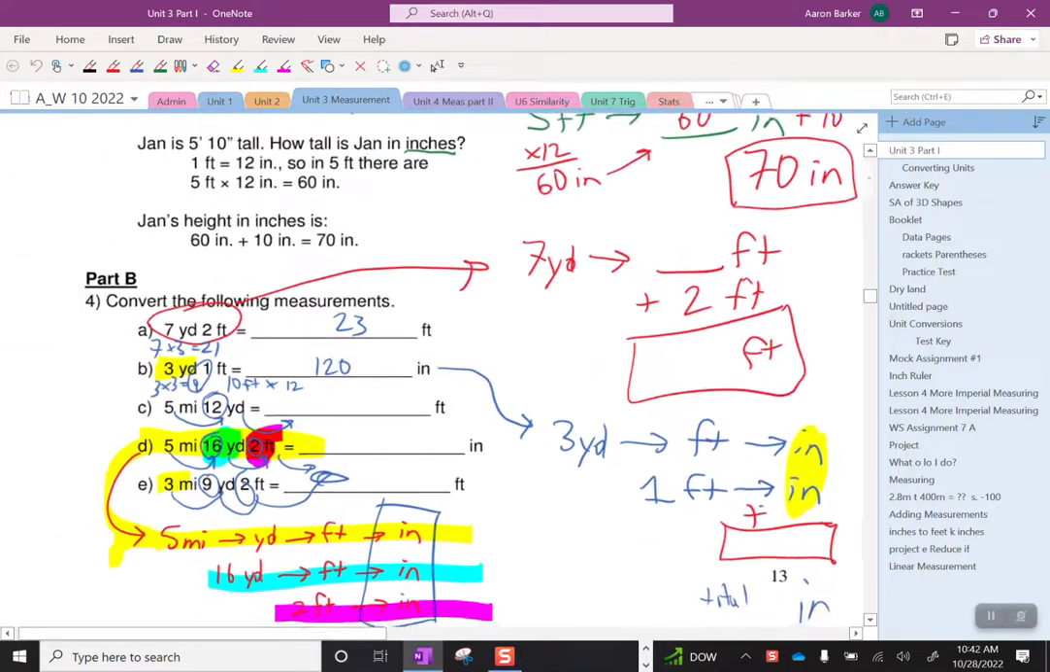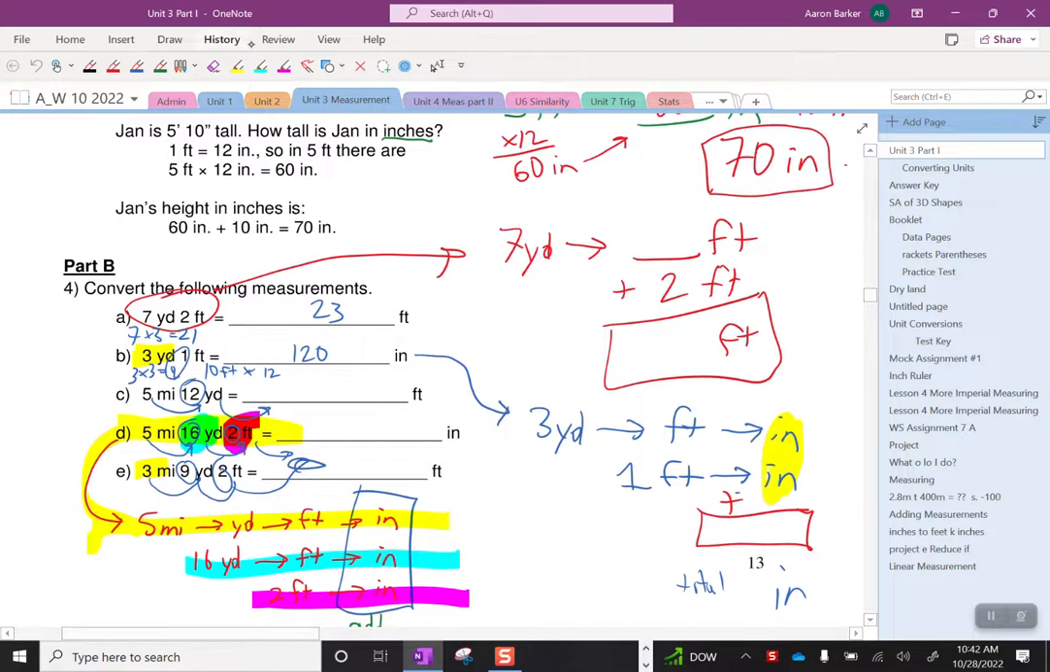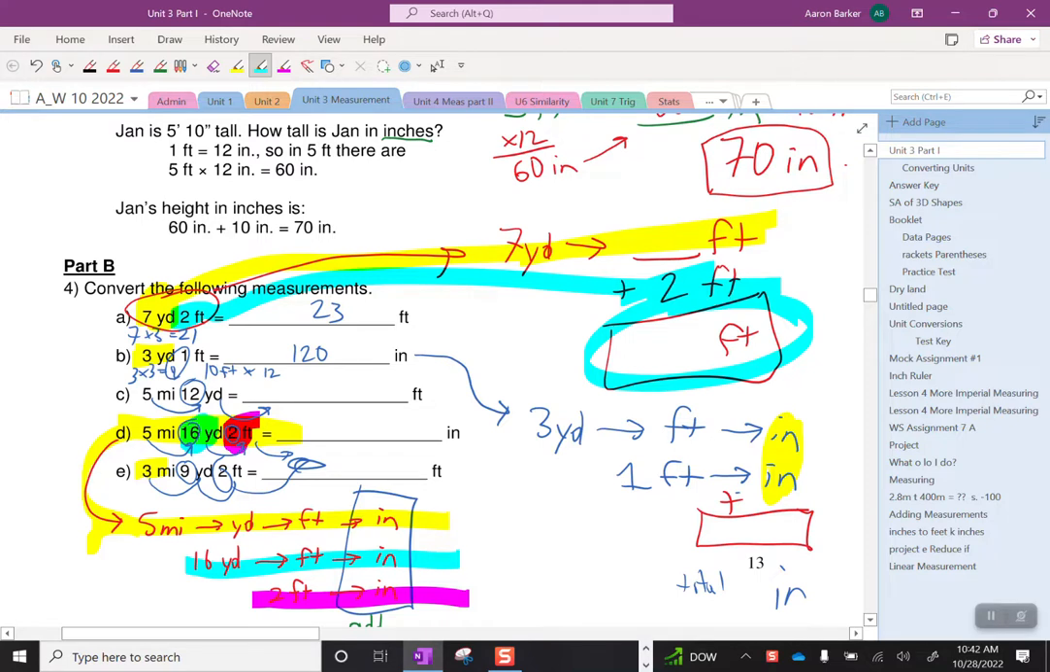Just remember, these ones had two parts. For example, we had to convert 7 yards into feet. Then we'd add the 2 feet that we have already, and so we get a grand total of how many feet we had. Knowing that, some parts you have to convert, then add them together.